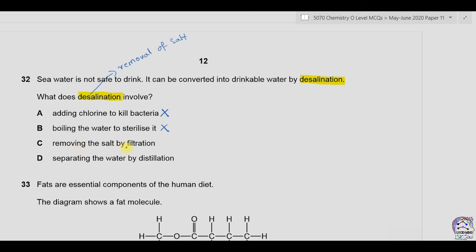C is removing the salt by filtration. Now salt is a soluble substance, so it cannot be separated by filtration. So this is incorrect. D is separating the water by distillation. What happens in distillation is that the water is boiled to its boiling point and then condensed back to liquid form. So salt is left behind, so this is the correct option. So the answer is D.